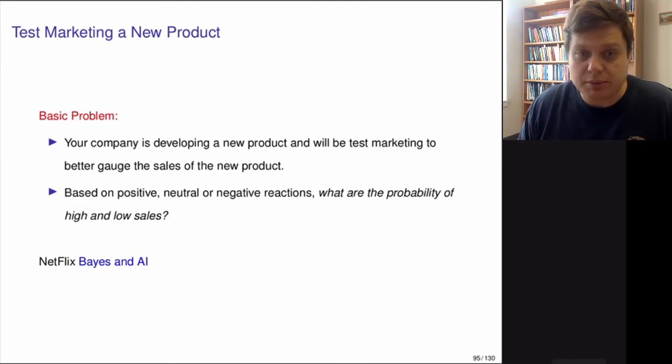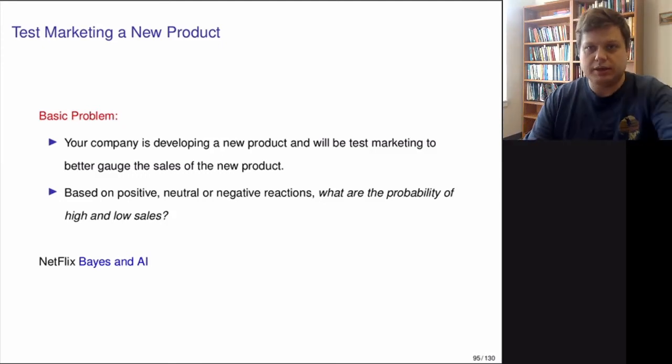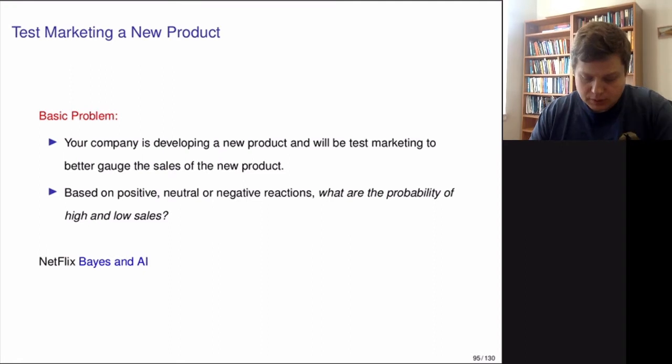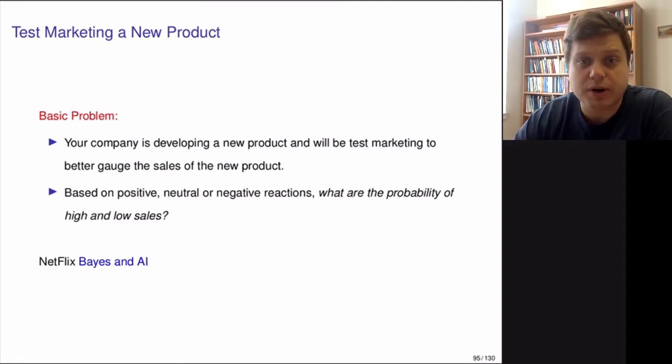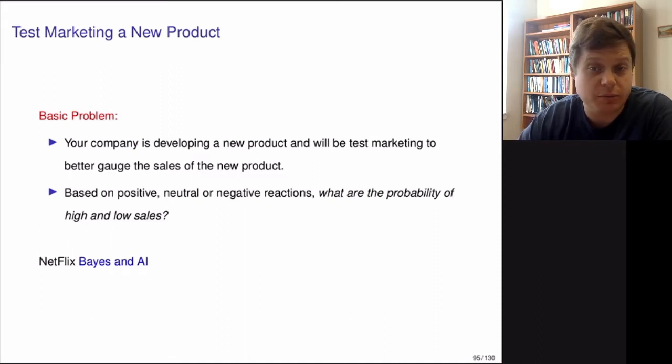Let's look at another example of the Bayes rule. We're going to look at the marketing tests. Say your company is developing a new product, and we want to predict whether the sales of this product are going to be high or low. And we're going to do it by taking inputs from the focus group.